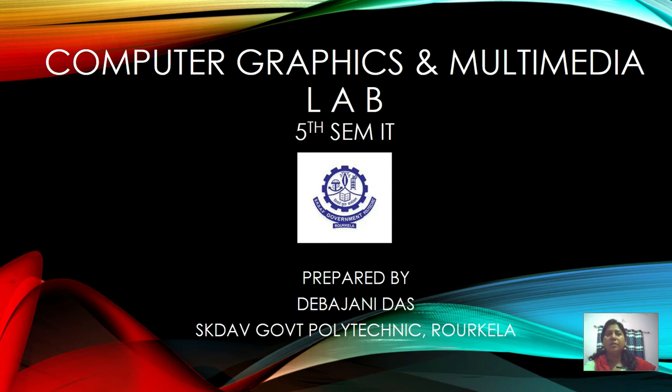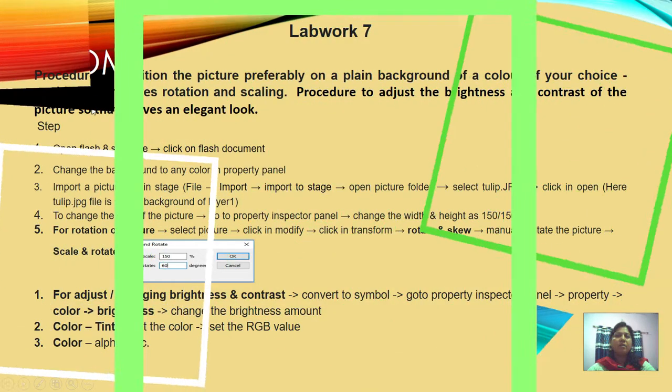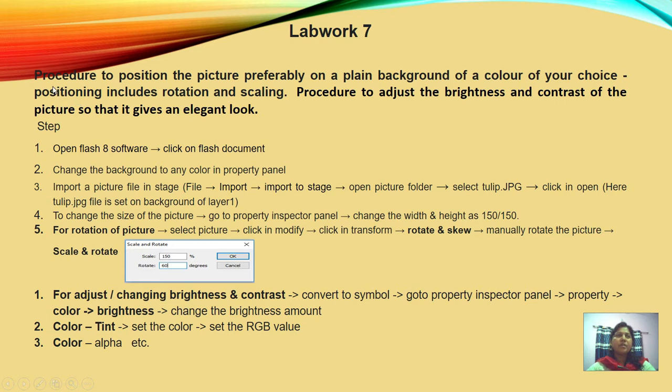In today's video class, I will discuss the rest of the lab works. So start with lab work 7. The procedure is to position the picture, preferably on a plain background of a color as per your choice, and positioning includes rotation and scaling. Then next, you have to change the brightness and contrast of the picture so that it gives an elegant look.